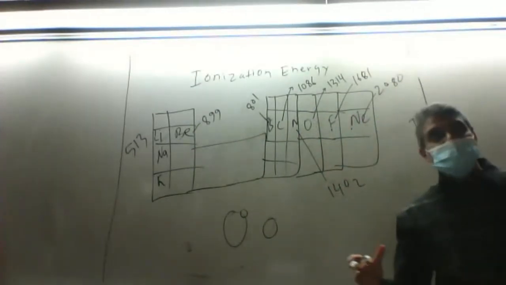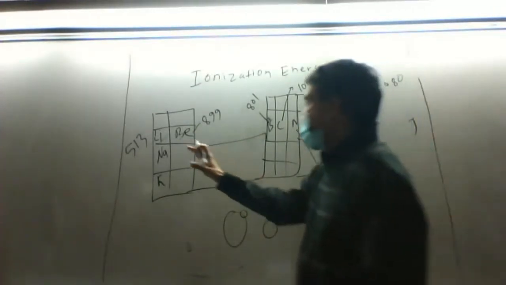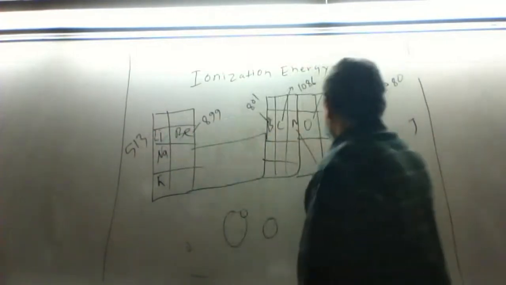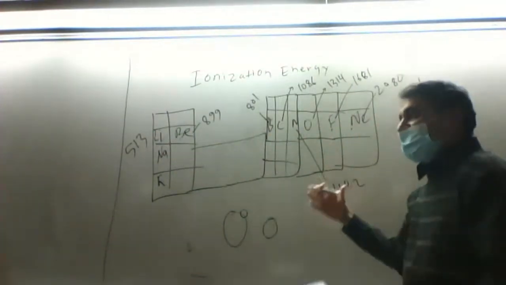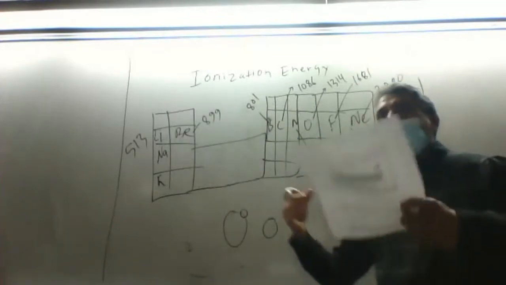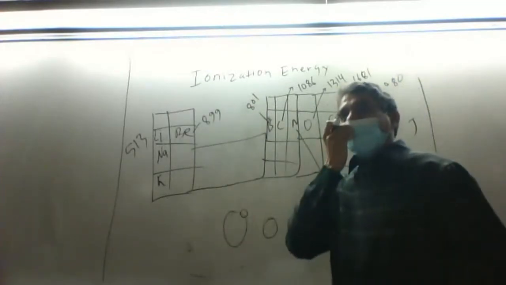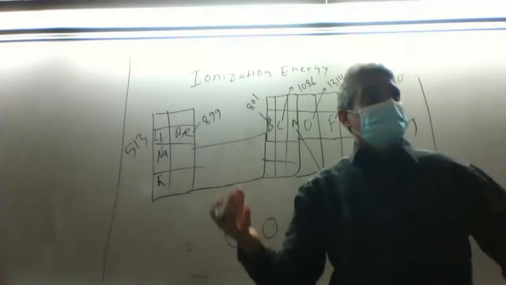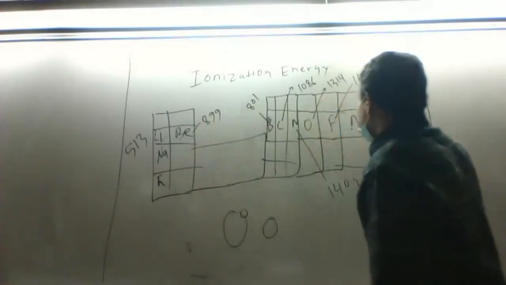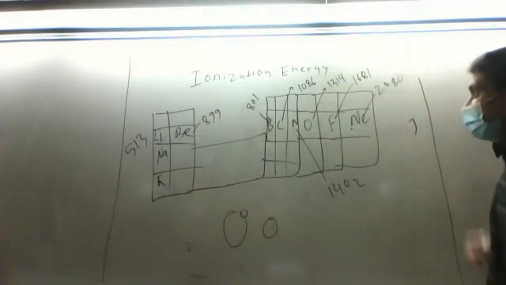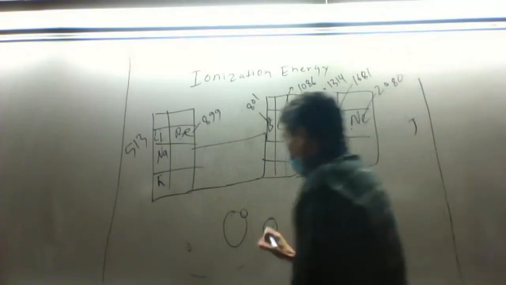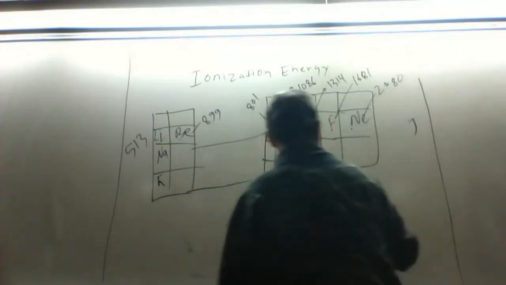So first of all, we need to see that as we move from left to right in the periodic table, the size becomes smaller. Electrons are pulled more strongly by the protons in the nucleus, and it is hard to remove the outermost orbit electrons. So the ionization energy continuously increases from this way to this way. Now there are some anomalies. Let's look at those anomalies.